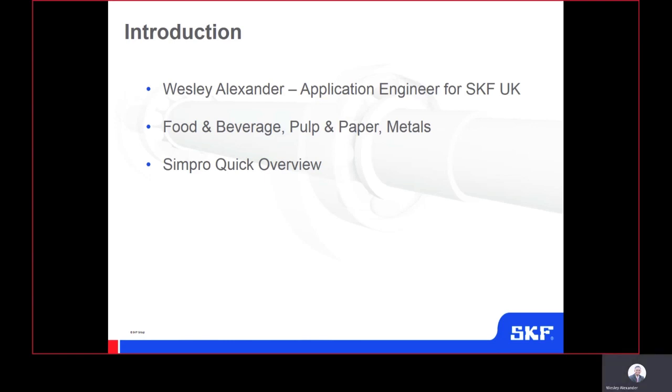I work in various industrial segments such as food and beverage, pulp and paper, metals, and agriculture. I have found SimPro Quick to be a very useful tool in all of these industries to accurately model an application to obtain specific results. So let's take a look at a basic overview of the software and its capabilities.